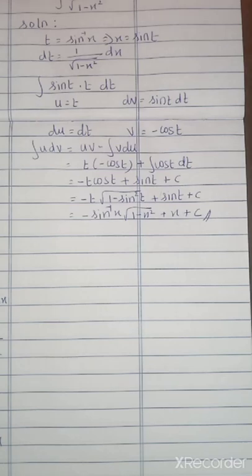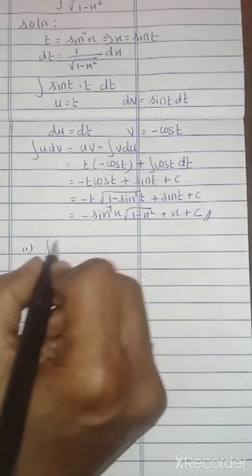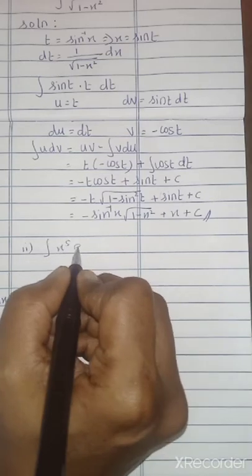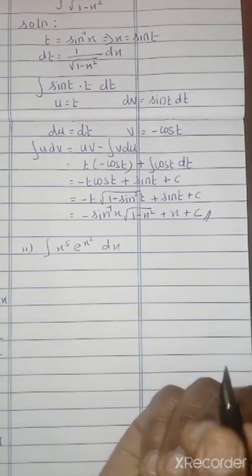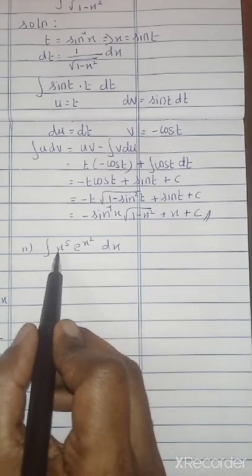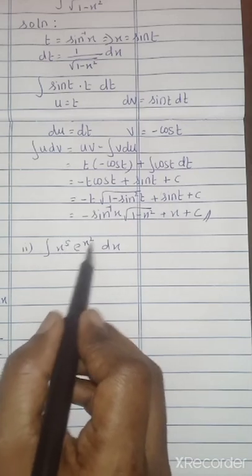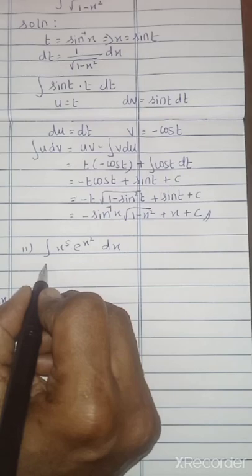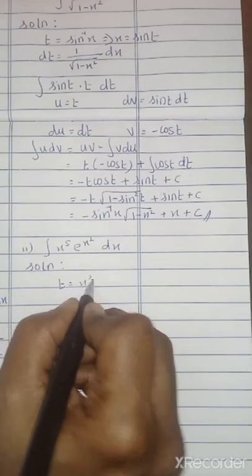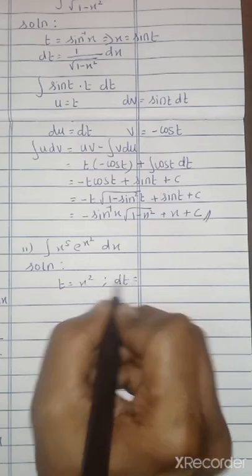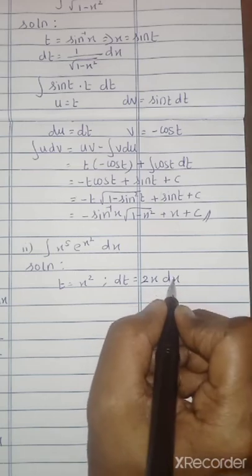So we can do one more problem. Second subdivision, integral x power 5 e power x square dx. Here also we have x power 5 as one function, but here we are having e power x square. So we use the substitution method. We take t as x square, so dt, the differentiation of x square, is 2x dx.